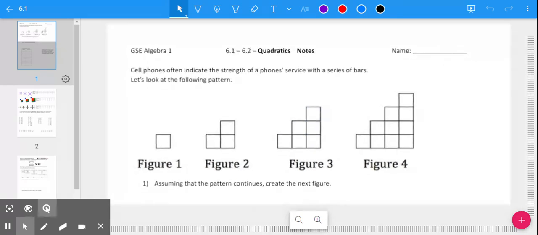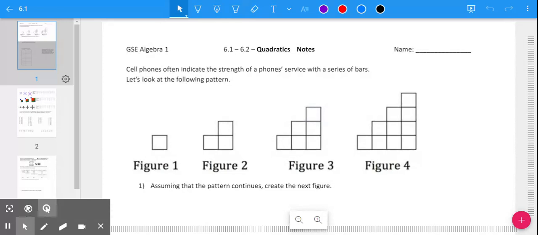So the first thing we have is this picture. It says cell phones often indicate the strength of a cell phone service with a series of bars. Let's look at the following pattern. So we have figure 1 has 1 square. And I always like to write how many of something there are through a whole thing just to visualize the numbers better. Figure 2 has 3 squares. Figure 3 has 6 squares, and figure 4 has 10.